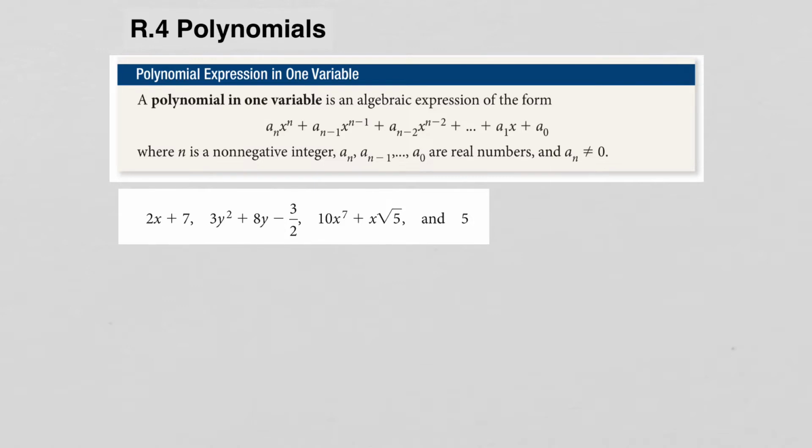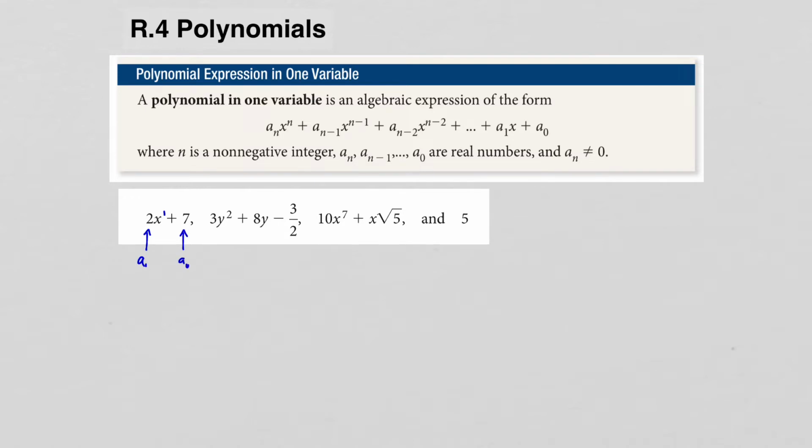So as an example, let's look at the following. These are all polynomials in one variable. The first one, we have 2x plus 7. So remember, the power here on the x is 1. So it's 2x to the 1 plus 7. So if you want, this would be a1, and this would be a0.